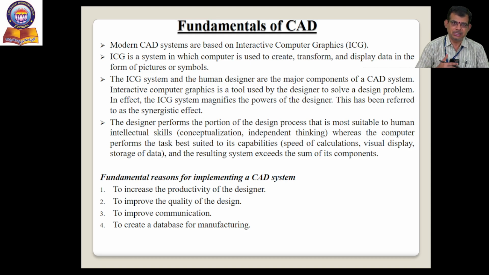So whatever the inputs you are giving, the computer is reacting accordingly and will give you meaningful images on the screen. So ICG is a system in which the computer is used to create the image on the screen, to transform it from one location to another location, or to increase or decrease the size, to understand it completely, and display the data in the form of pictures or symbols.